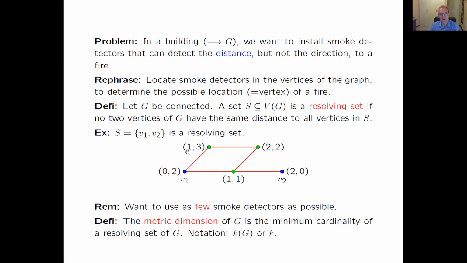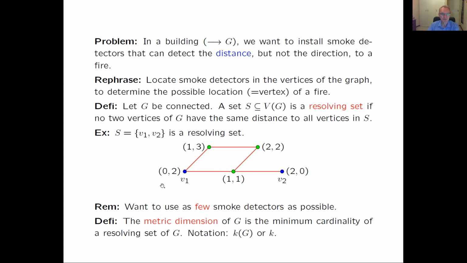So for example, here, the top left vertex is labeled 1, 3, meaning the distance of this vertex to V1 is 1, and the distance of this vertex to V2 is 3. And for example, vertex V1, I've labeled 0, 2, because the distance of this vertex to V1 is 0. It's the vertex V1 itself. And the distance to V2 is 2.